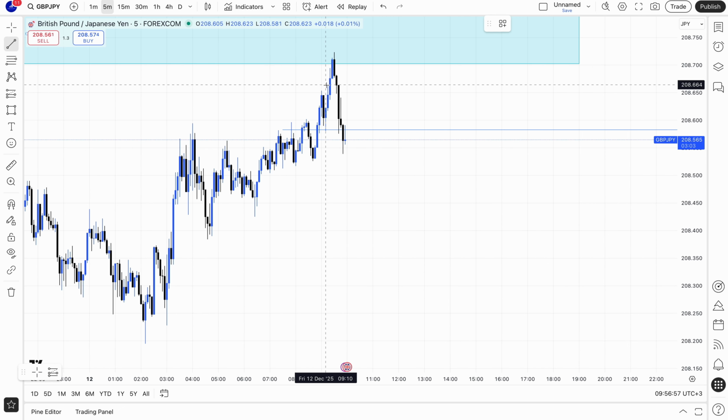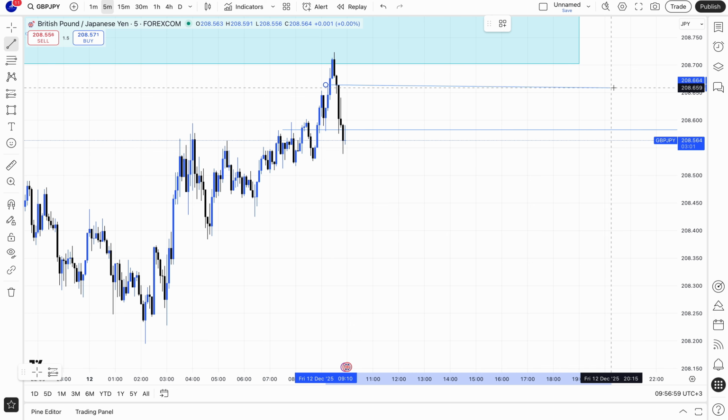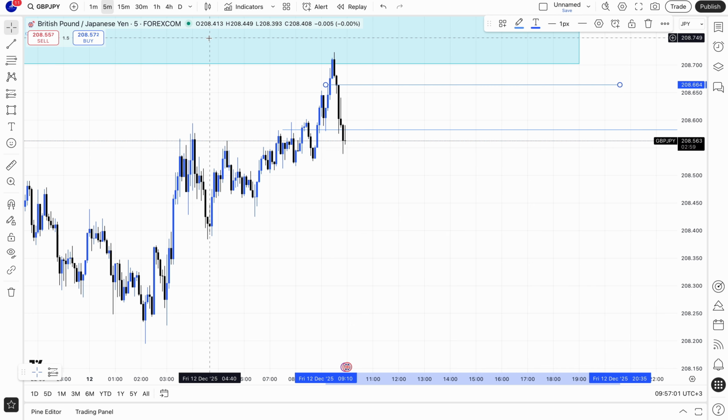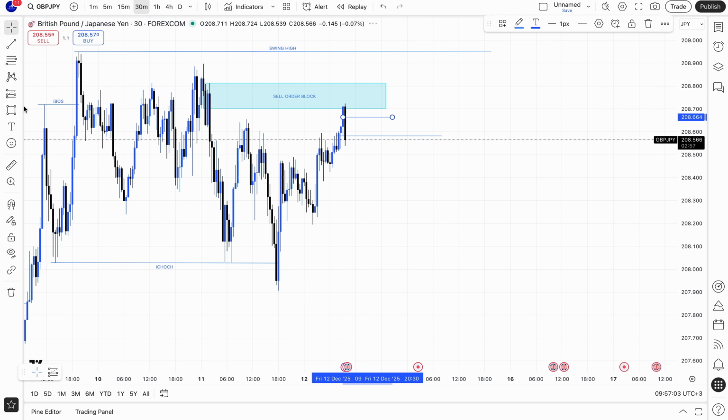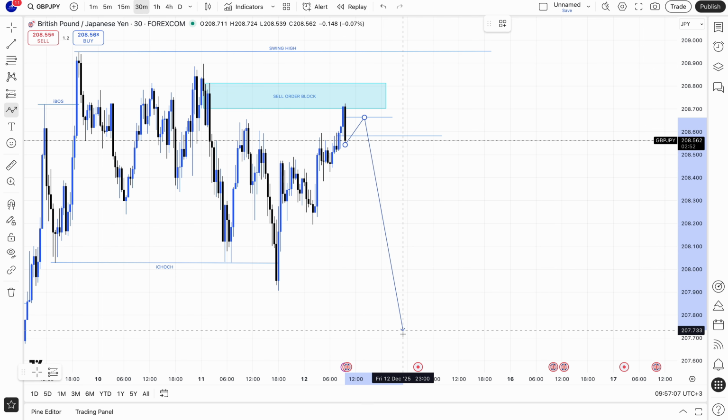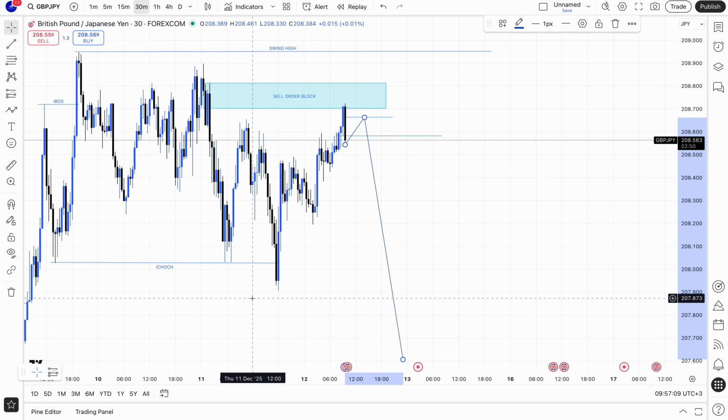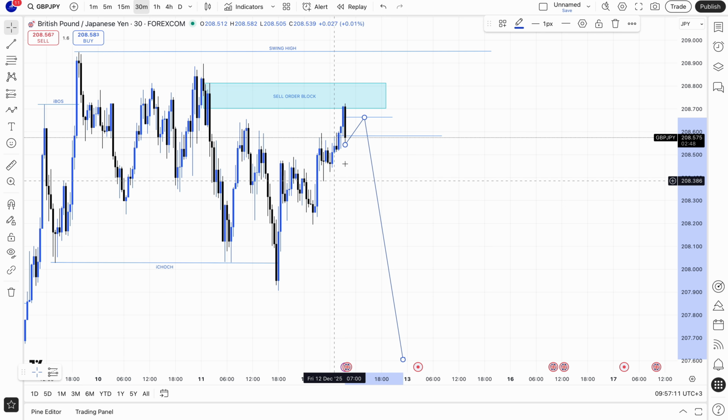Our entry is gonna be here. If the price breaks down there, then we're gonna have something like this, and we target this swing low. Our stop loss will be just above our order block.